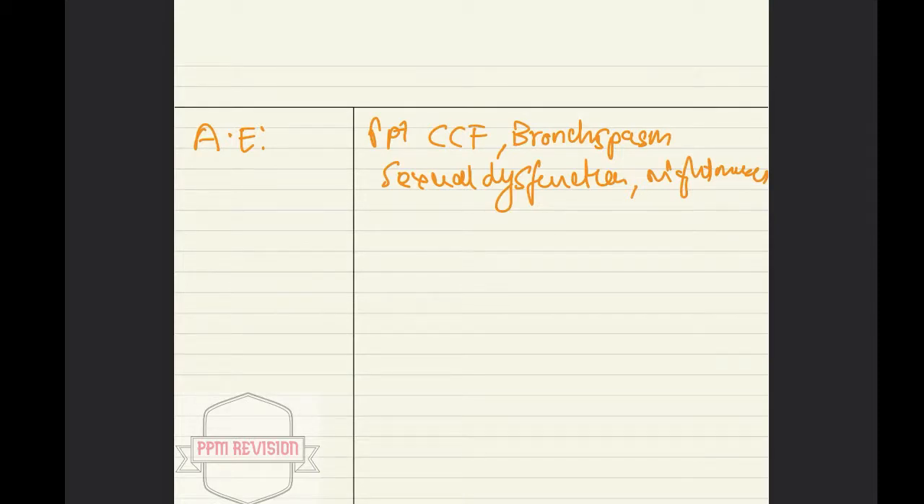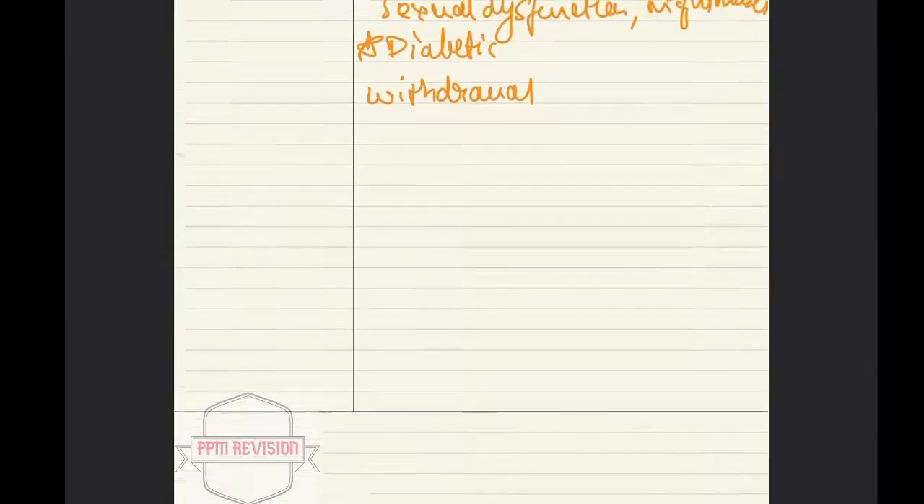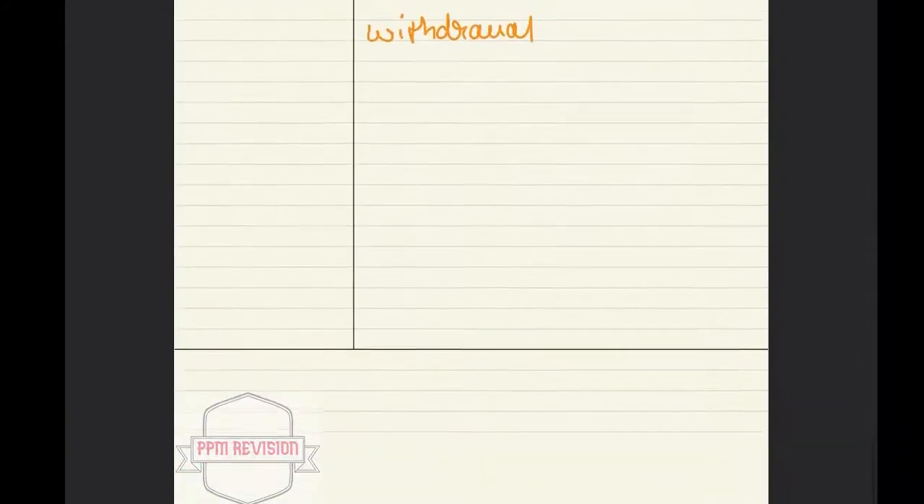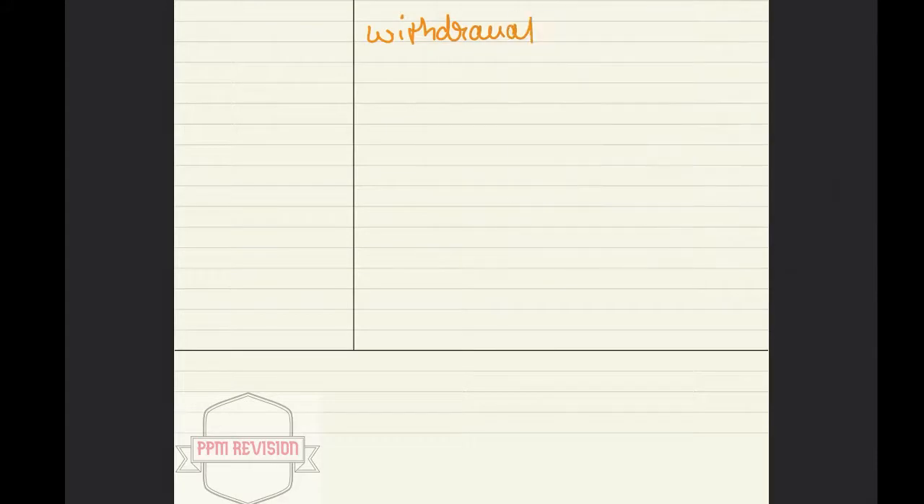In case of diabetic patients, they should be used with caution. And there can be withdrawal symptoms that can be noticed. So withdrawal symptoms can also be noticed with this, so it should be cautiously used. Now we are done with the beta-adrenergic blockers. Since the topic of beta blocker is over, I'll be quickly giving a note on that.